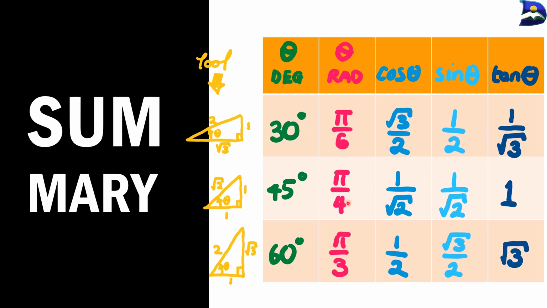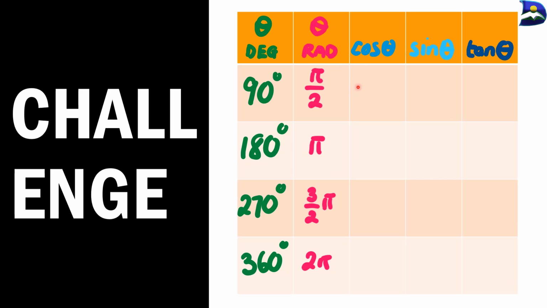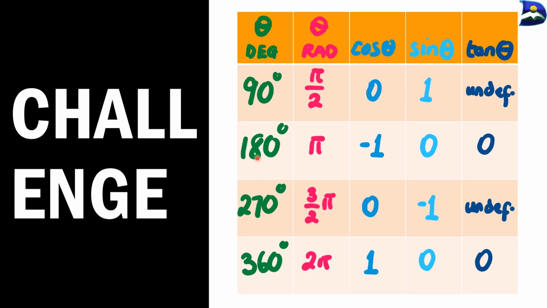So that's about it for this particular video. There is a challenge that I'm going to share with you guys, and you can check this out. How are you going to be able to design a triangle for you to develop the following results for 90 degrees, 180 degrees, 270 degrees, and 360 degrees, and how is this going to impact the tan, in terms of how it is undefined for 90 degrees and 270 degrees.